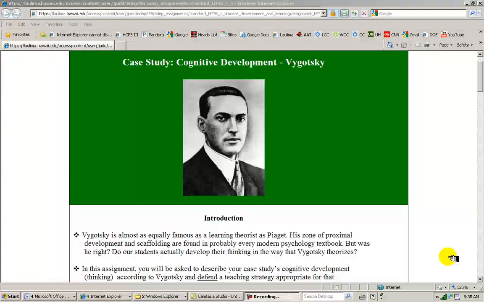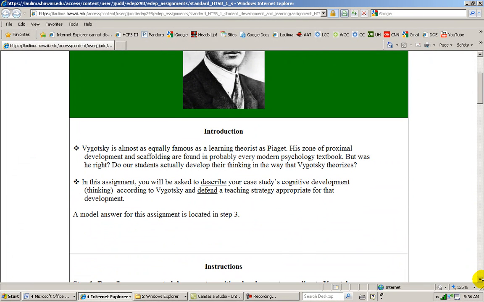In this video, you're going to be looking at how Vygotsky would describe your case study's cognitive development as opposed to how Piaget described the development. And he's almost equally as famous as Piaget. They're both constructivists, but how they pictured your case study developing their own learning through the interaction of the learning is completely different. So he believed in something called zone of proximal development and scaffolding as a way to describe how your case study learns.